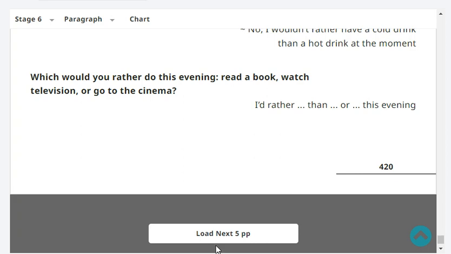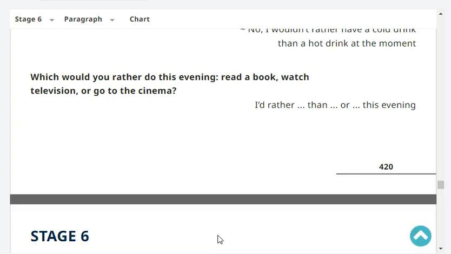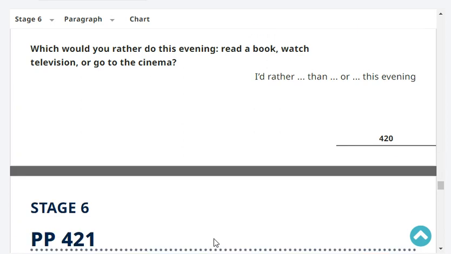Which would you rather do this evening? Read a book, watch television, or go to the cinema? I'd rather watch TV than read a book, or go to the cinema this evening. Very good.